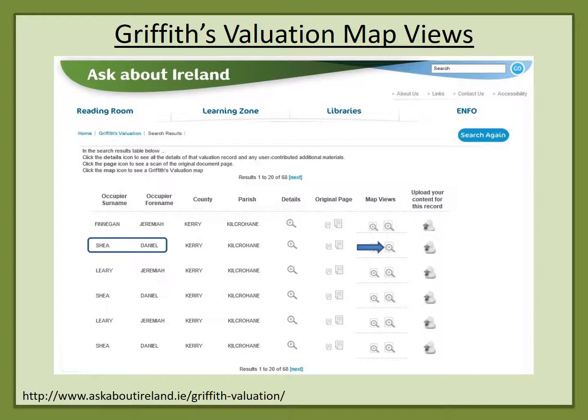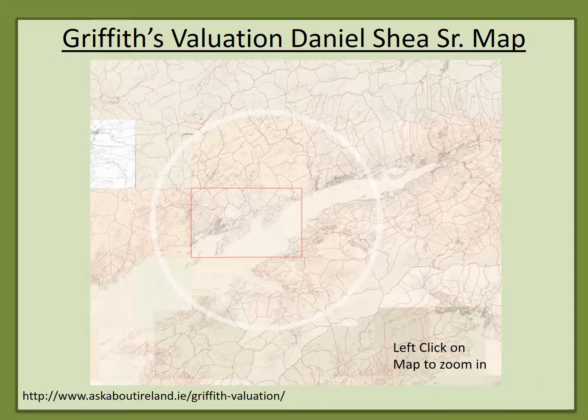Returning to the results page, select Map Views. Somewhere within that rectangle will be Rossmore Island. We need to zoom in and search for it.